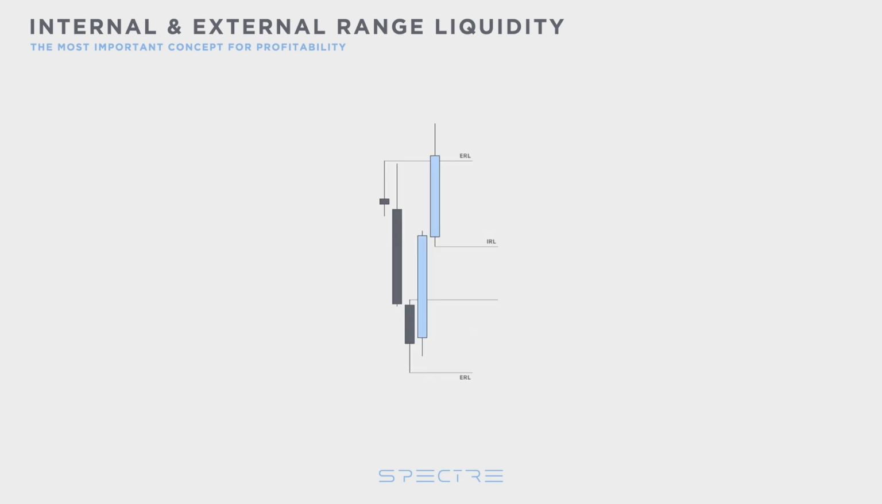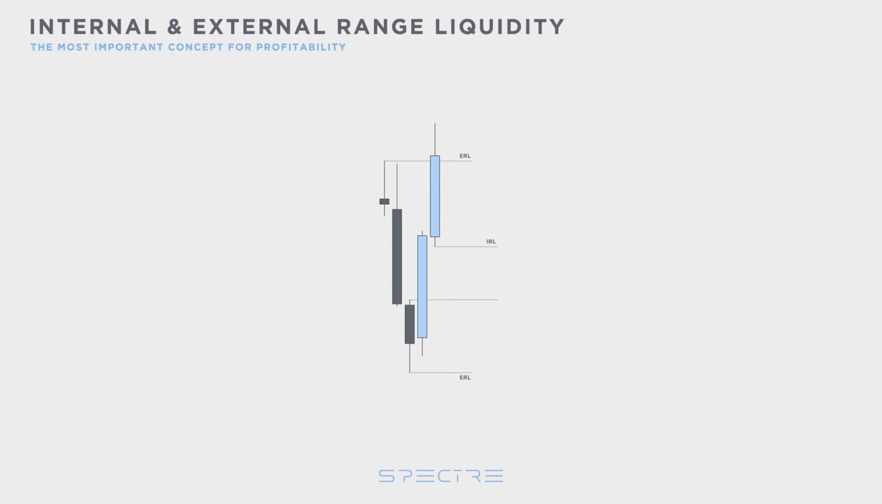So, if we build on from the first example and put internal and external range liquidity on the same chart, this is what we end up with. Price takes out external range liquidity in the form of a swing high, and then it leaves behind an internal range liquidity in the form of an imbalance / fair value gap.